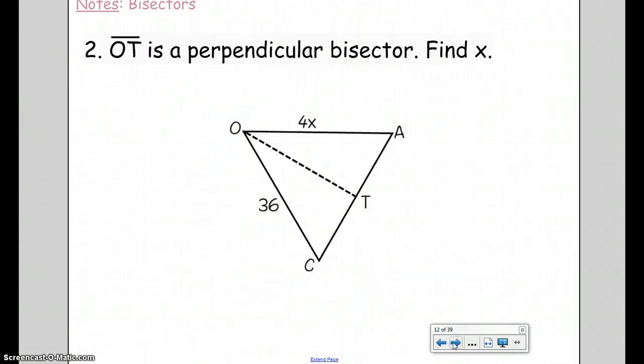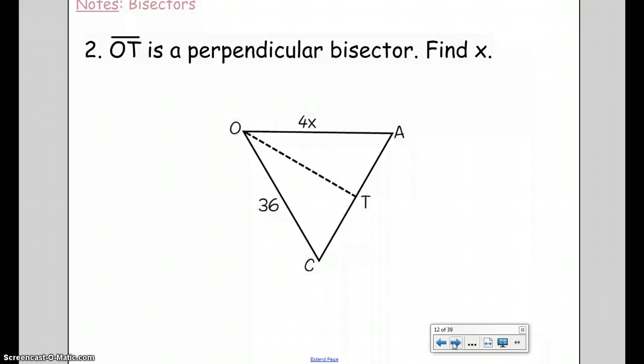Okay. Moving on. Number 2. OT is a perpendicular bisector. Add markings to your picture. Add a box and tick marks. Add a box and tick marks. OT. You ought to add a box and tick marks.